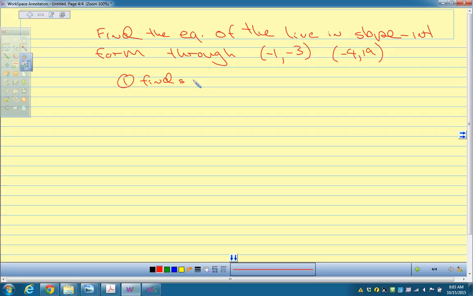Find slope. And 2, plug in x, y, and m to find b. You could write down these steps. And 3, write your equation.